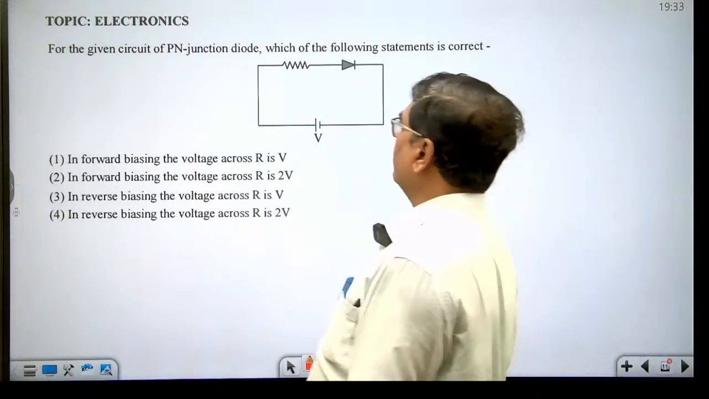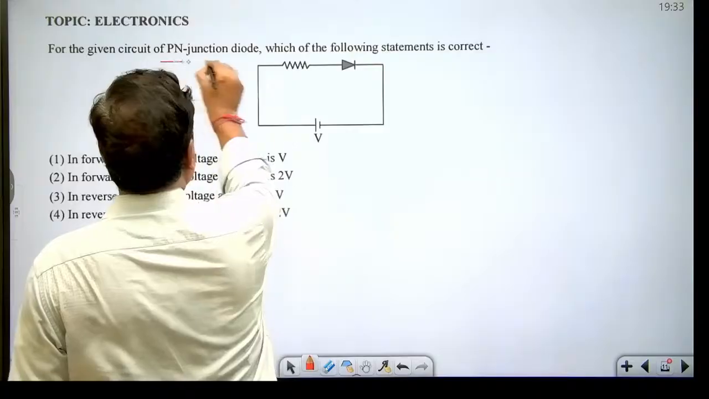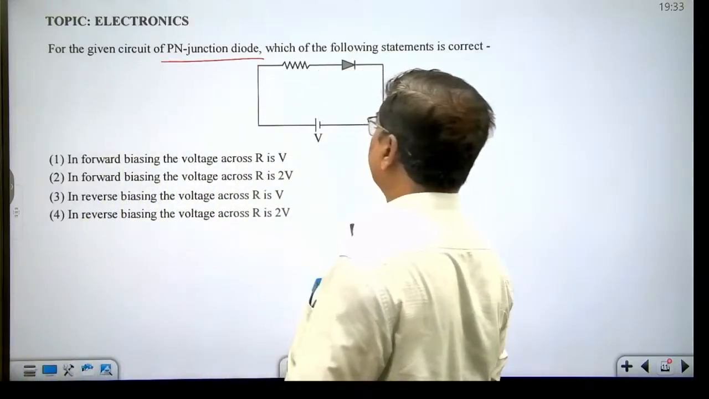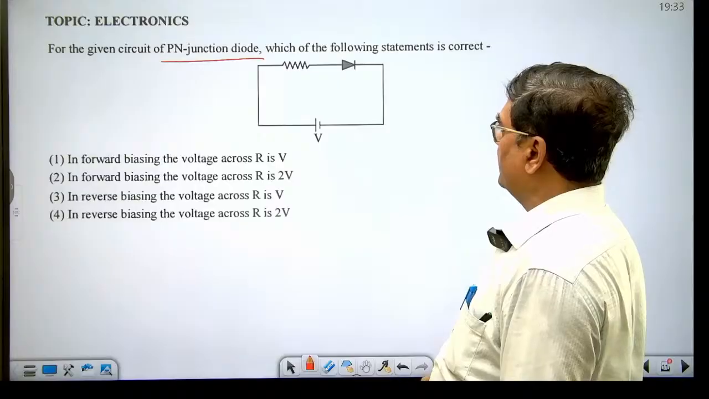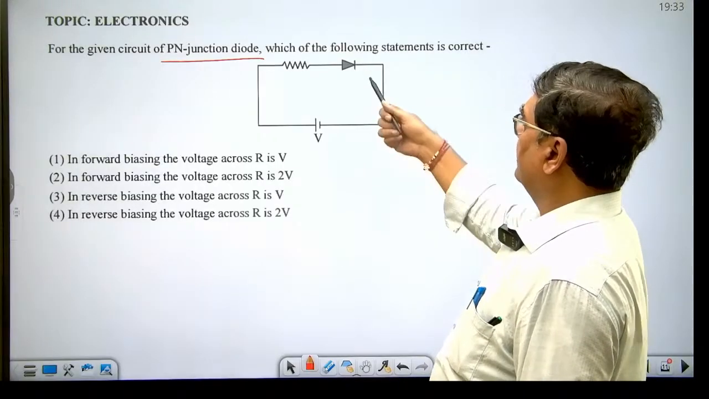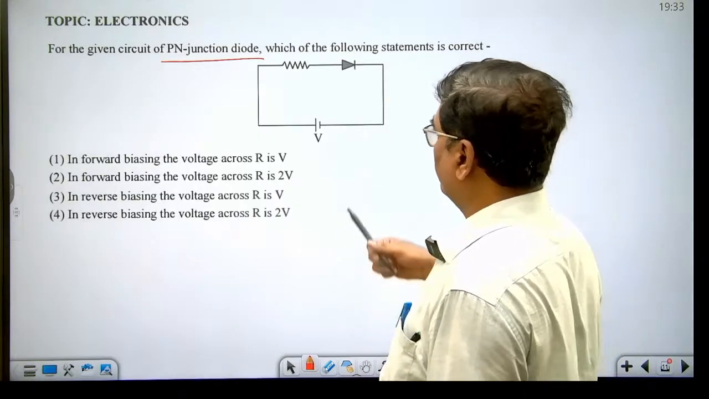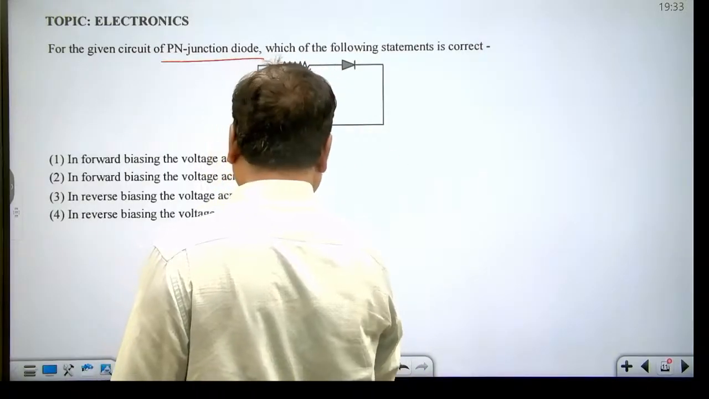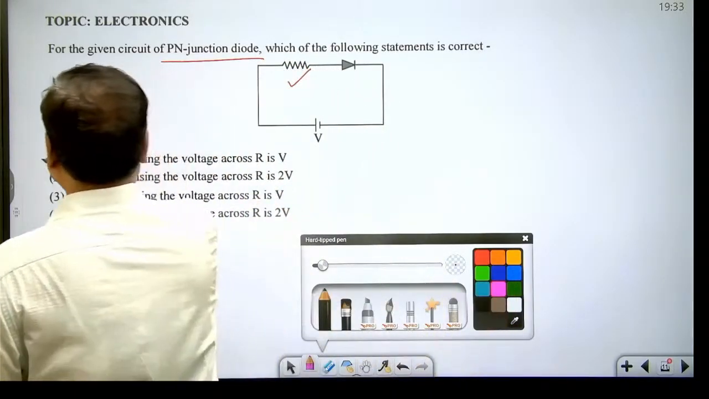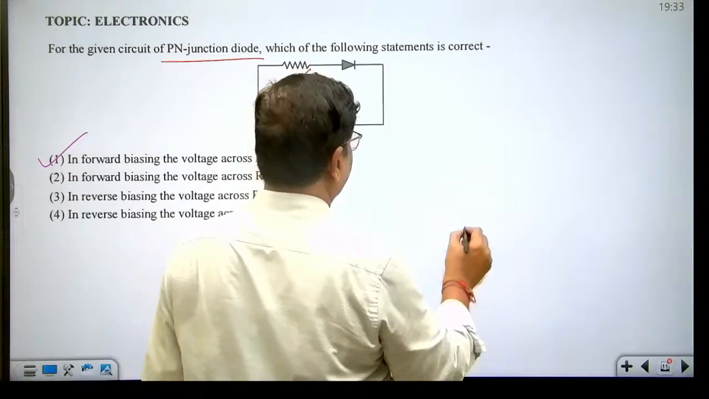For the given circuit of PN junction diode, which of the following statement is correct? Since this is a forward biasing, because P part is connected to the positive terminal. In case of forward biasing, the diode will act as a 0 voltage drop. Okay, in forward biasing, the voltage across R will be V volt. So out of 4 choice, the correct choice is option 1.